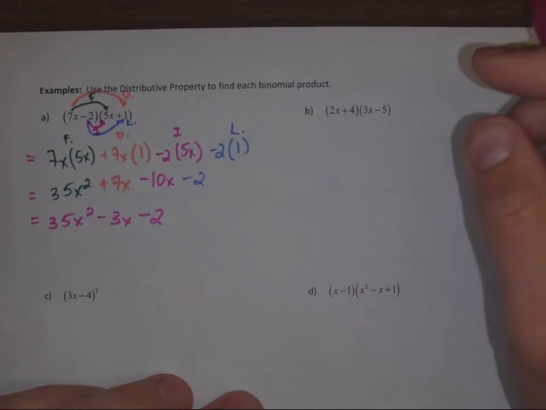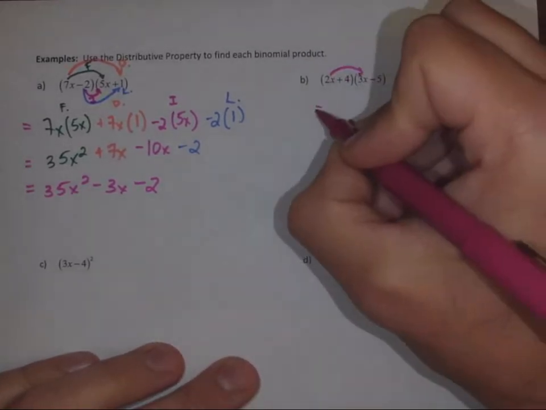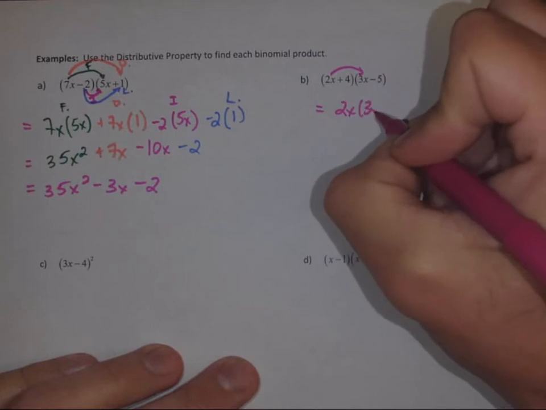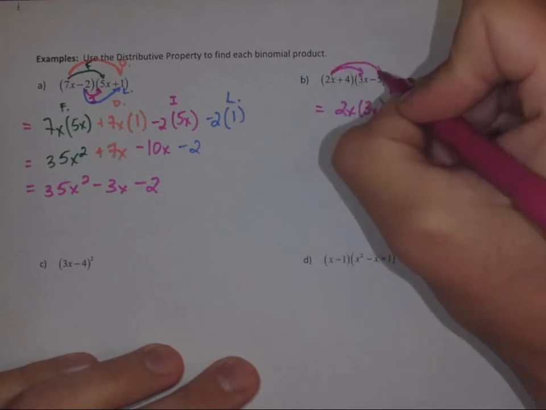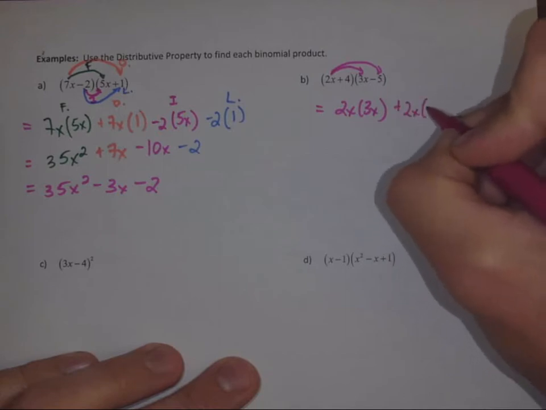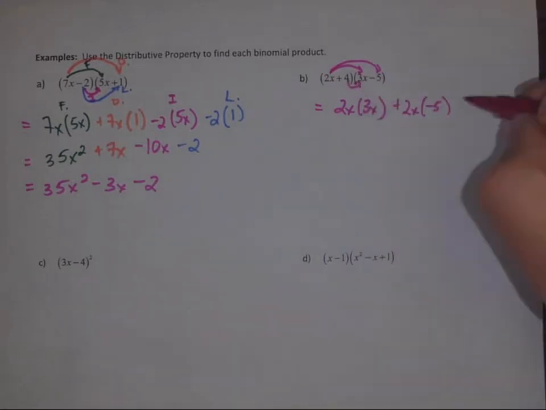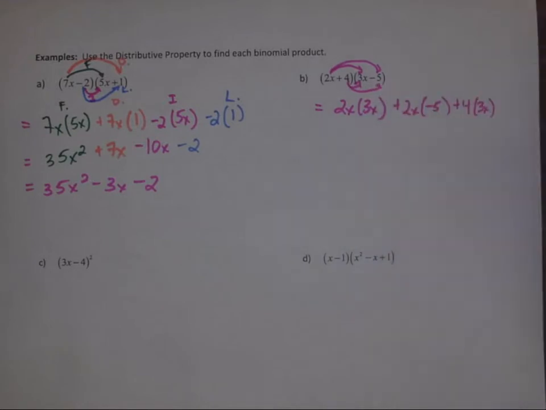Let's see if I don't color coordinate. F. O, outsides. I, insides. And L, last.